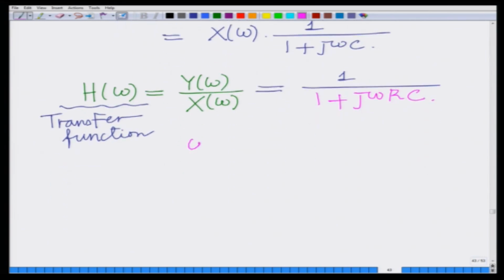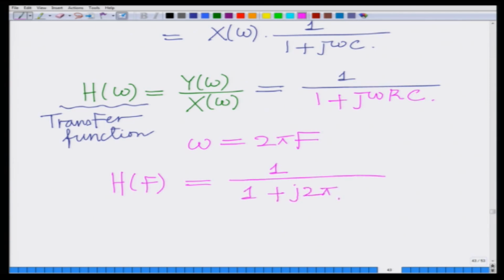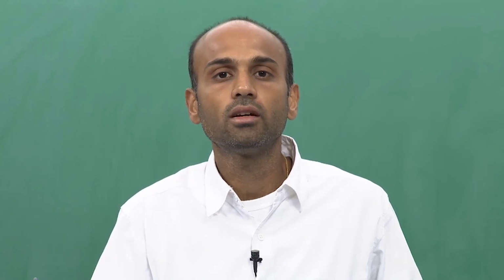Now if I substitute omega equals 2 pi f, that is the circular frequency omega equals 2 pi f, then I have the transfer function in terms of f equals 1 over 1 plus j 2 pi f RC. This is the transfer function of this circuit, that is the transfer function H of f equals 1 over 1 plus j 2 pi f R C as a function of the frequency f. R is the resistance of the circuit, C is the capacitance.